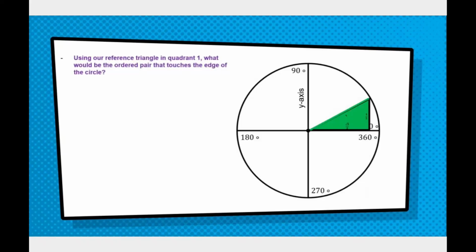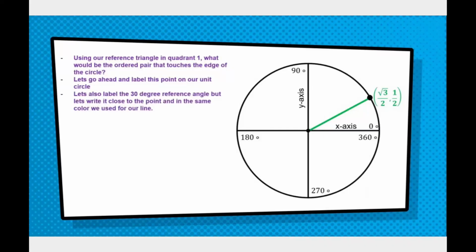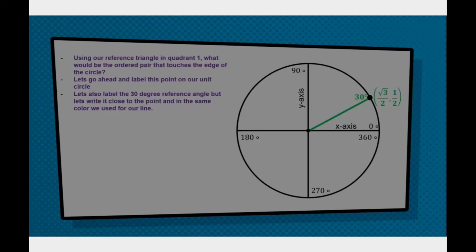Okay, using the reference triangle in quadrant 1, what would be an ordered pair that touches the edge of the circle? Well, we saw this kind of already, but if we look at our dimensions, we go over square roots of 3 over 2 from the origin, and we go up 1/2. So we would say that point right there would be square roots of 3 over 2 for our X and 1/2 for our Y. We're going to go ahead and label this on our circle. And we're going to label this as 30 degrees. And typically I'd write this in between the x-axis and that terminal side, but I'm going to write this right there just so it stays not so cluttered. Okay, so that's what we have.